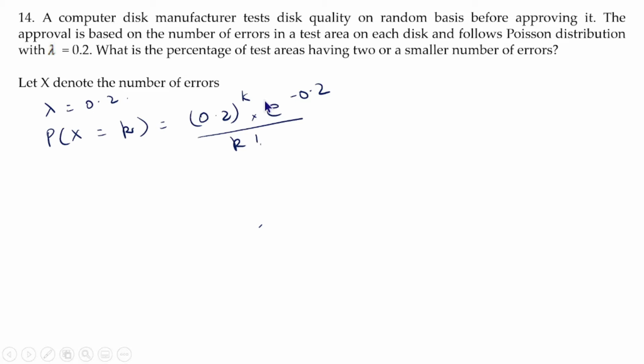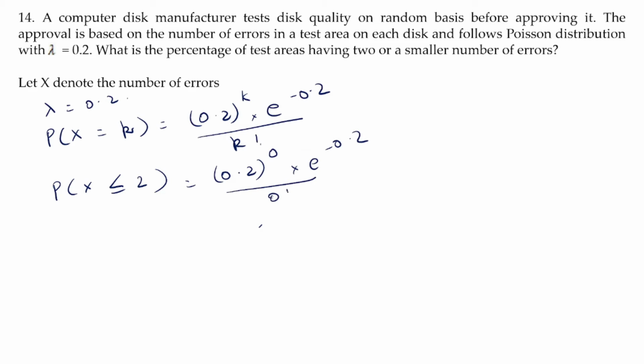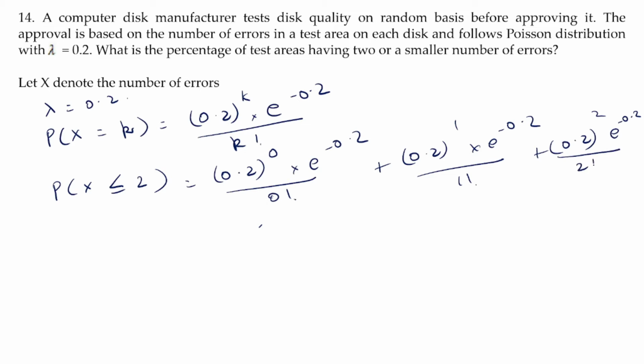Now it is asked what is the percentage of test areas having 2 or smaller number of errors. So we have to find probability of x less than or equal to 2. That is probability of x is equal to 0, 1 and 2. So probability of x equal to 0 is 0.2 raised to 0 into e raised to minus 0.2 by 0 factorial, plus 0.2 raised to 1 into e raised to minus 0.2 by 1 factorial, plus 0.2 whole square e raised to minus 0.2 by 2 factorial.